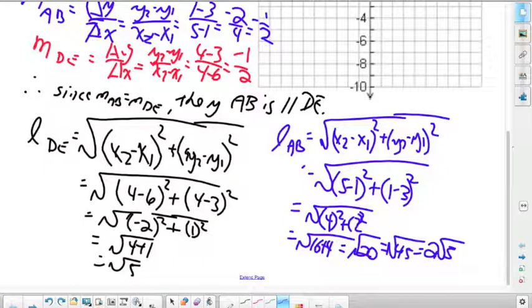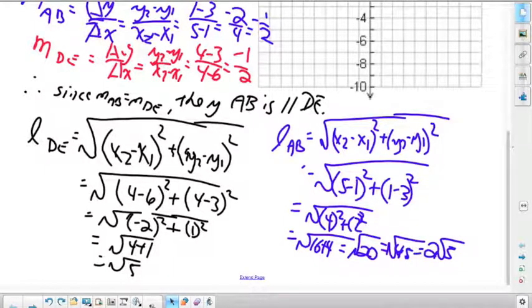Okay? Nora? I forgot how to simplify that. Okay. Caitlin? Where'd you get the square root of 4 times 5? That's supposed to be 4 times 5.